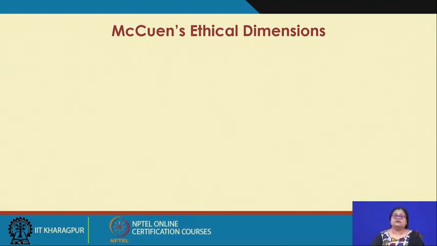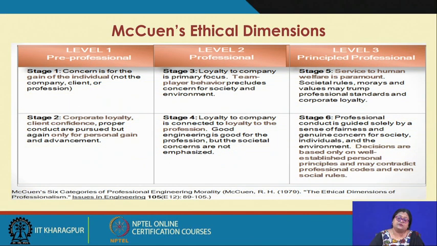Based on this, we can take up a discussion of the different ethical dimensions, and this is called McCuen's ethical dimension. Just like Kohlberg's stages of moral development, we can say these are three stages of development of ethical dimension, and it leads to 6 categories of professional engineering morality.